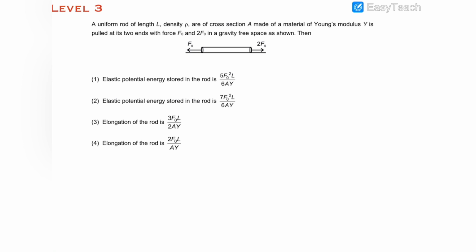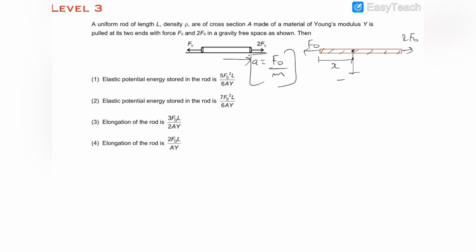So first of all, let us find the acceleration of the rod. The acceleration of the rod will be the net external force, which is F0, divided by its mass m. So this would be the acceleration of the rod. Now let us draw the rod like that. In this rod, let us suppose a point which is at a distance of x from this end, and this force is F0 and this one is 2F0.